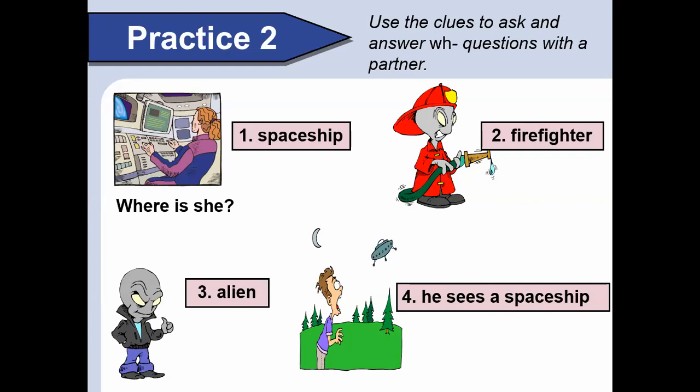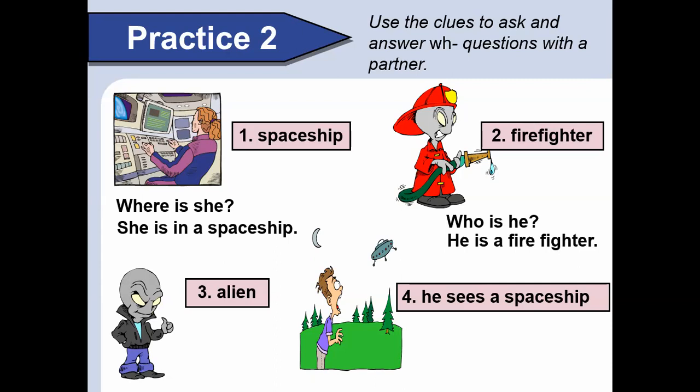Who is he? Oh yeah, sorry. Yeah, it can be who's he? Oh, sorry. He's a firefighter, right? The next one. How do you think you can ask and answer this number 3? What do you think is the question for number 3 and the answer?